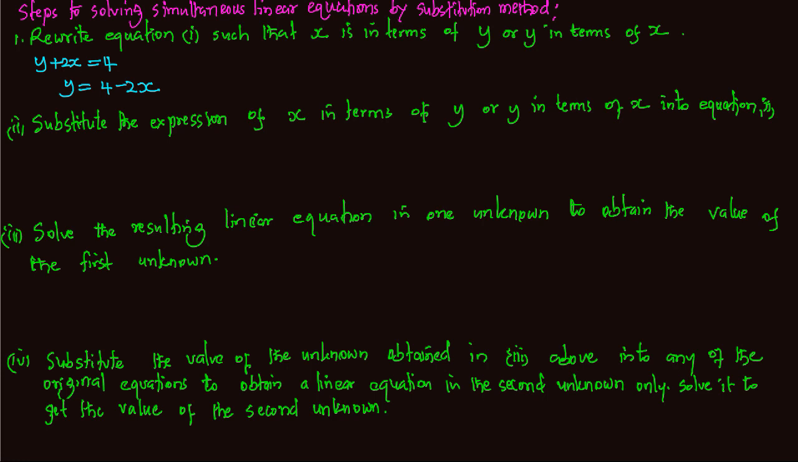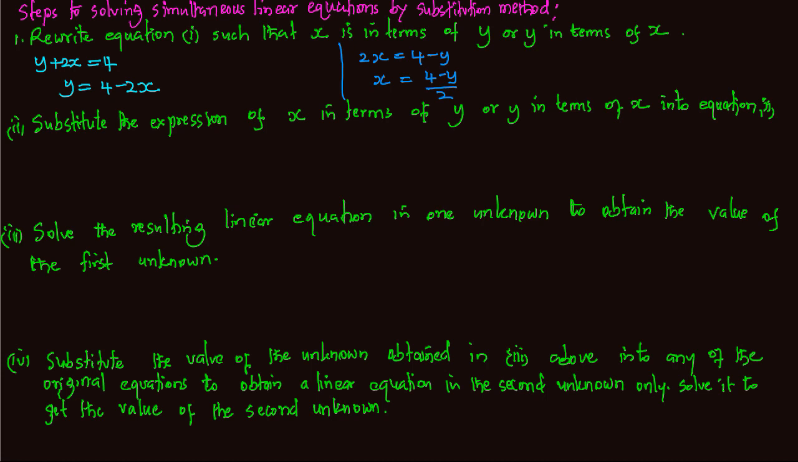Alternatively, we can write x in terms of y from equation 1 so that 2x is equal to 4 minus y. x will be equal to 4 minus y divided by 2. So we say we have written x in terms of y.